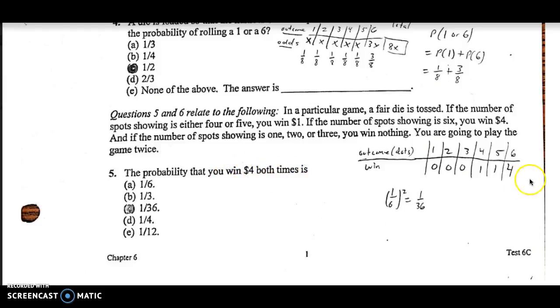Question 5 says the probability that you win $4 both times. Winning $4 means that we rolled a 6. The odds of rolling a 6 on a fair die are just 1 out of 6. When you're rolling the die twice, because these are independent rolls, the first roll doesn't affect the other one. All you're doing is 1/6 times another 1/6, or you could just square it. You get 1 over 36. The answer is C.